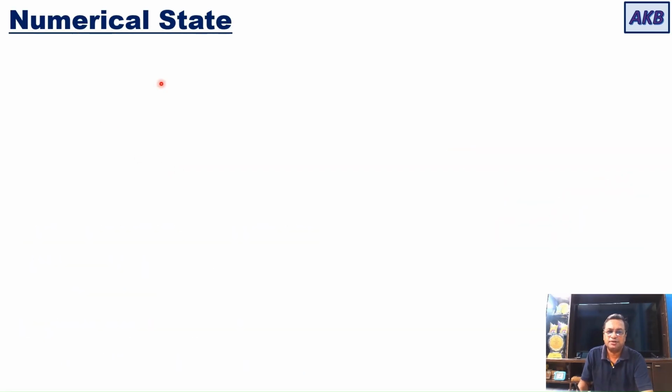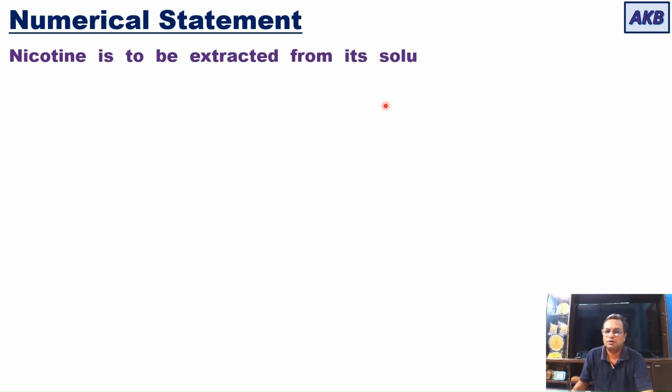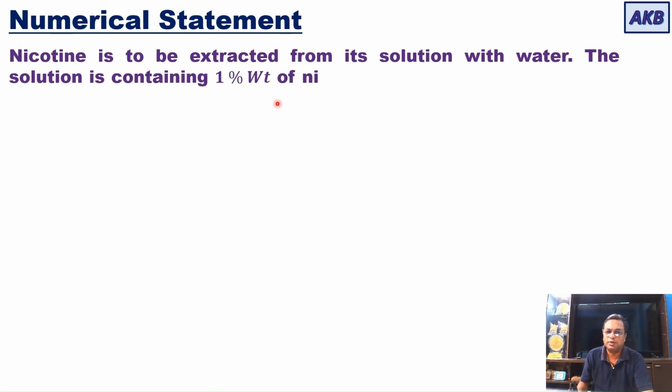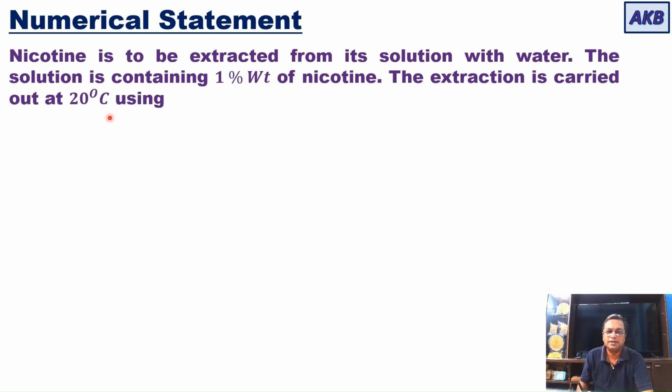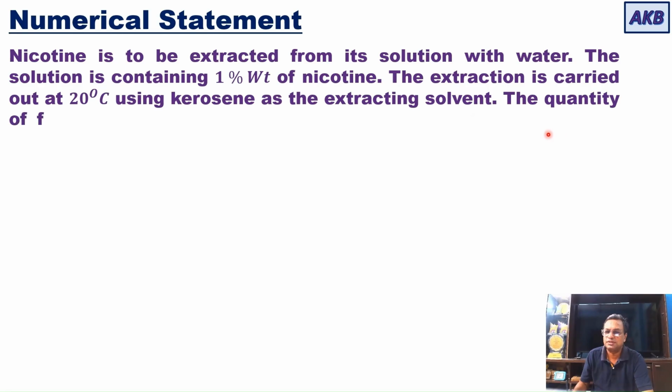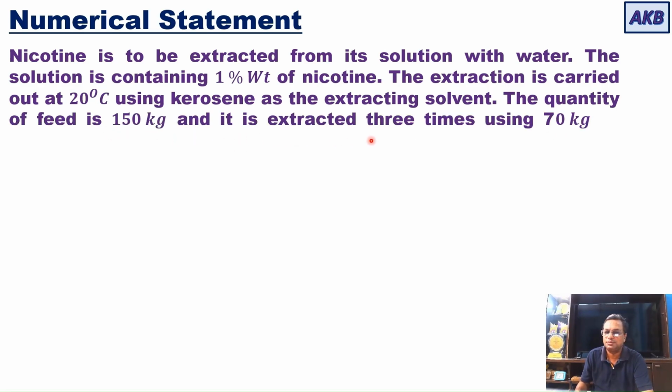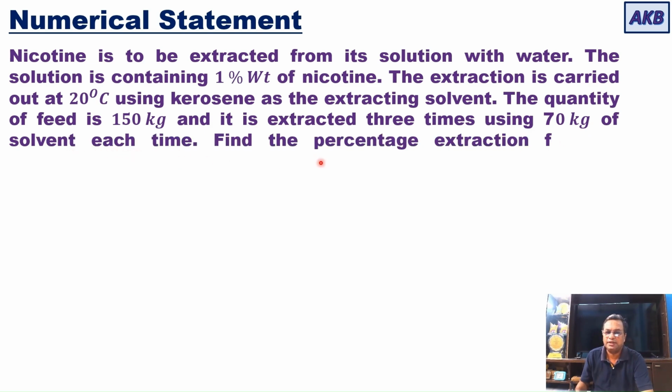At first, let us look at the numerical statement. Nicotine is to be extracted from its solution with water. The solution is containing 1% weight of nicotine. The extraction is carried out at 20 degrees Celsius using kerosene as the extracting solvent. The quantity of feed is 150 kg and it is extracted 3 times using 70 kg of solvent each time. Find the percentage extraction for this extraction task.